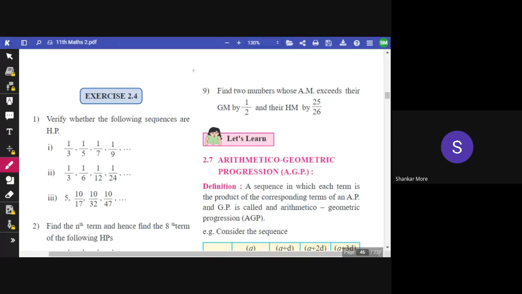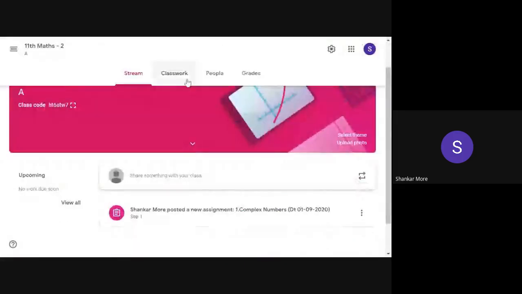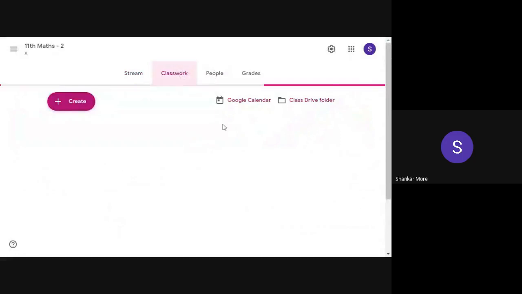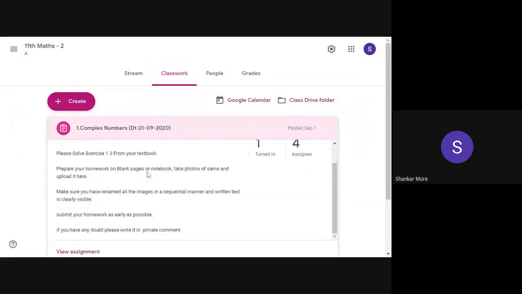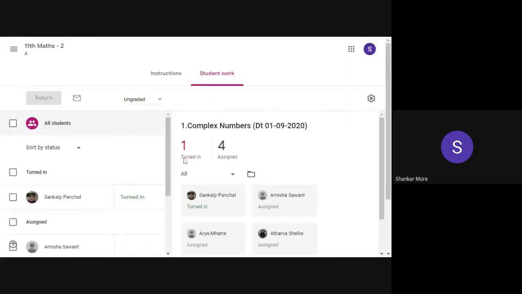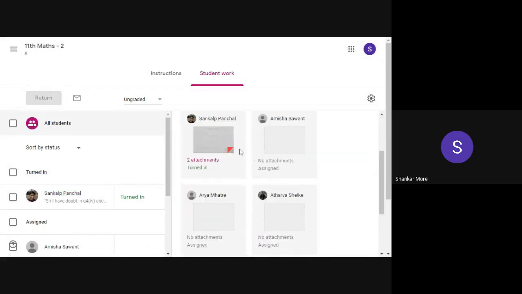Now let me show you your Google Classroom. Just wait for a minute. I will show you the classroom so that you will find who has submitted homework. Only Sankalp has submitted homework, nobody else. I don't know why. Just see your Google Classroom. See, this is classwork. I go to your homework and view assignment. See, only Sankalp Panchal has turned in the homework. He has attached a few files also with it.